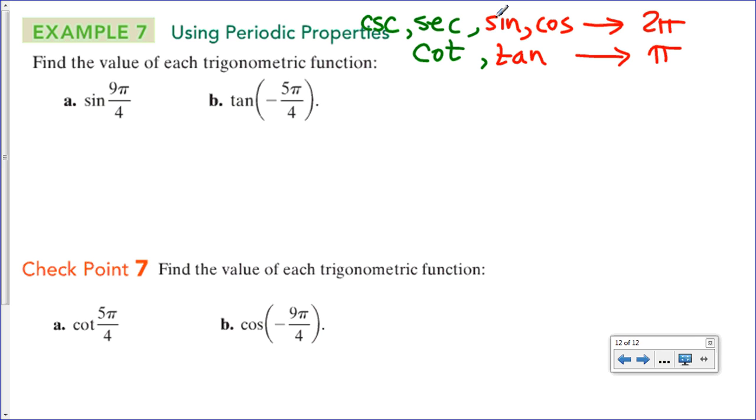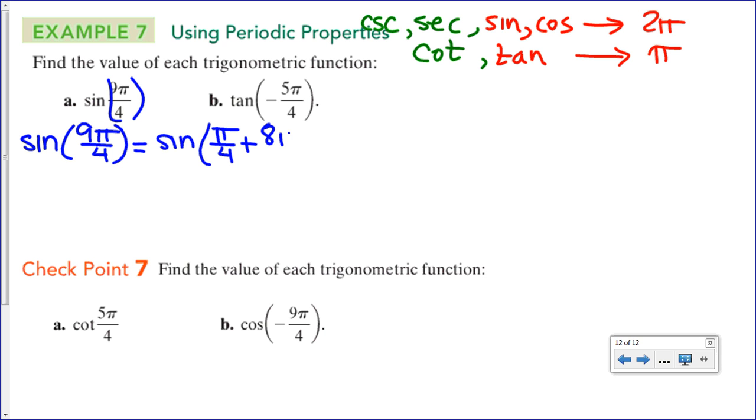So what I want to do is break this fraction so that I have 2 pi and then whatever's after, okay? So we will have sine of 9 pi over 4. I'm going to break that 9 pi over 4 into sine of pi over 4 plus 8 pi over 4. Will that be the same thing? Yes? Okay. And why am I using 8 pi over 4? Because that's 2 pi, right?